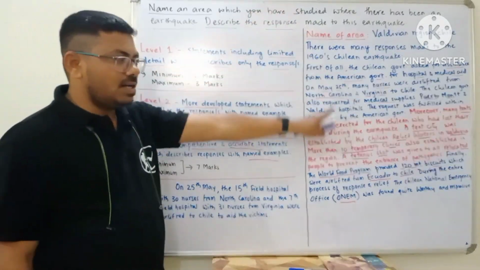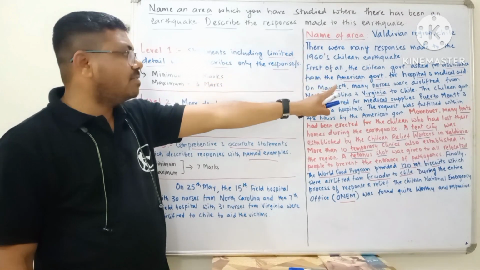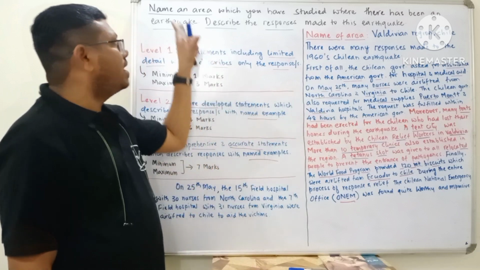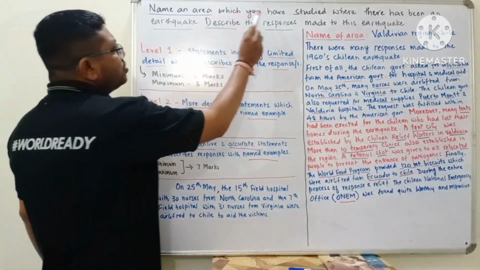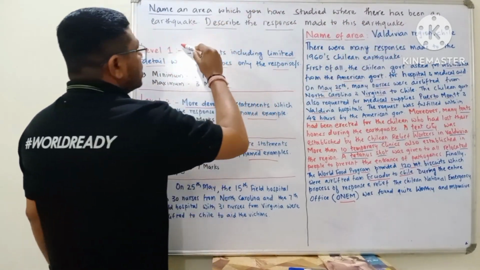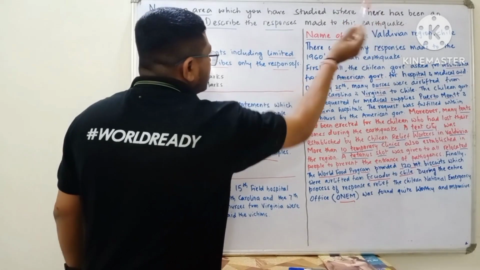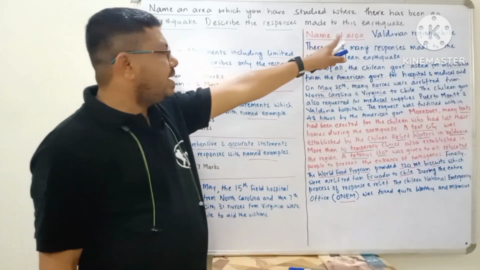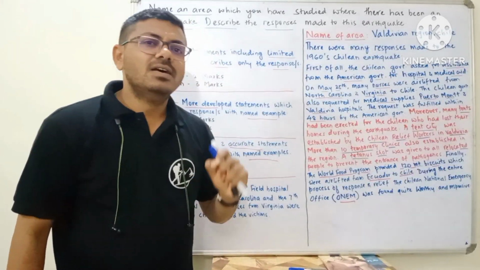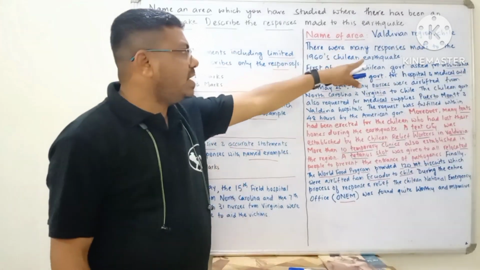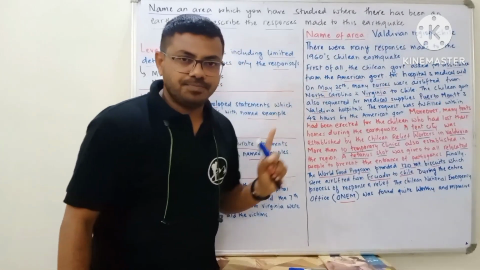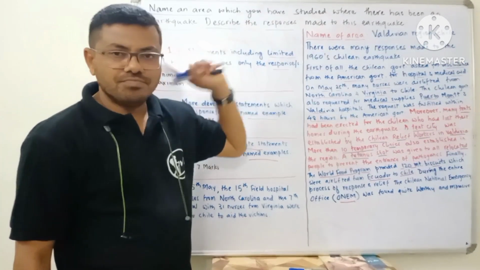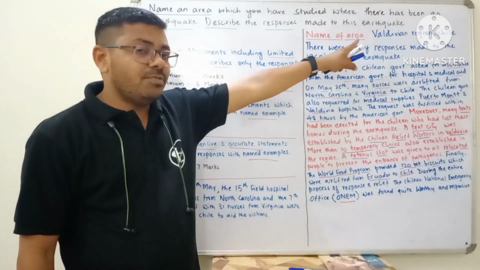Okay, now let us look at the answer and identify whether this answer falls in level 1, level 2 or level 3. Again reading the question: name an area which you have studied where there has been an earthquake. Describe the responses made to this earthquake. So the answer begins with the name of the area. Here I have taken the example of the 1960s Chilean earthquake, so the name of area is Valdivia region, Chile. Chile is the country, right? The name of area is correct.